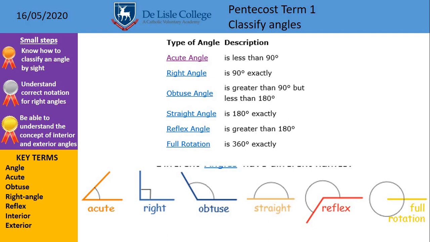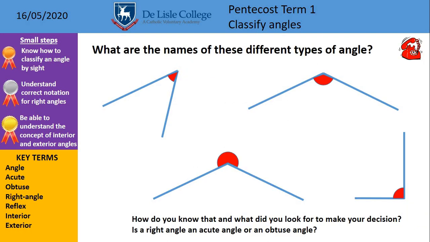So we're going to start identifying and labelling up some angles. So what are the names of these different types of angles? Okay, I'd like you to pause the video and name those four on the screen for me. Okay, so first up we should get is an acute angle. Second one is an obtuse, reflex, and the last one is a right angle.